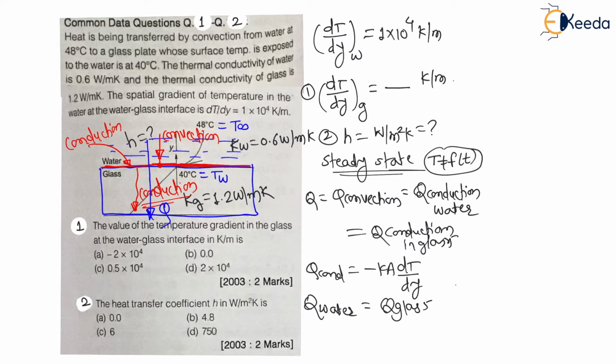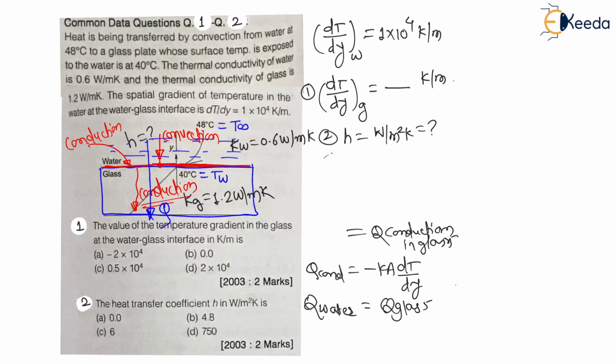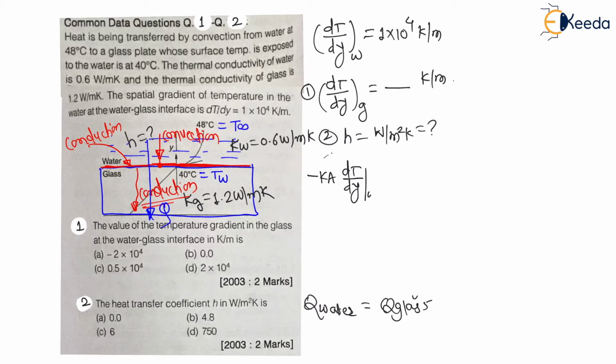So let us equate these equations. My dear students, conduction in water is equal to conduction in glass, and conduction is nothing but minus kA dT by dx as per Fourier law of conduction. Therefore, the conduction in water we can write as minus kA dT by dy of water, equal to conduction in glass, minus kA dT by dy in glass. Here, all the values of water we have to consider for water, and all the values of glass for glass.